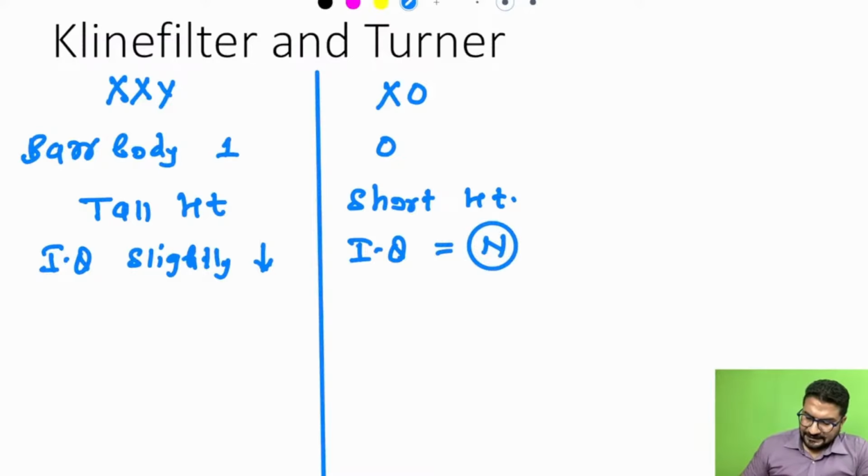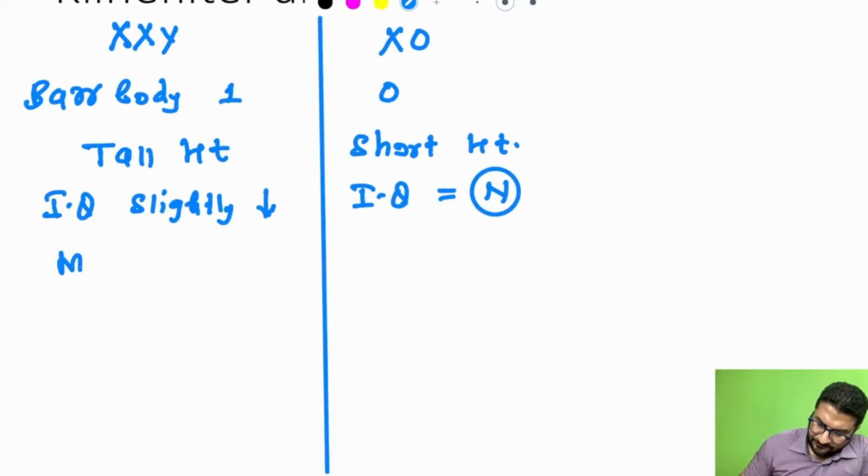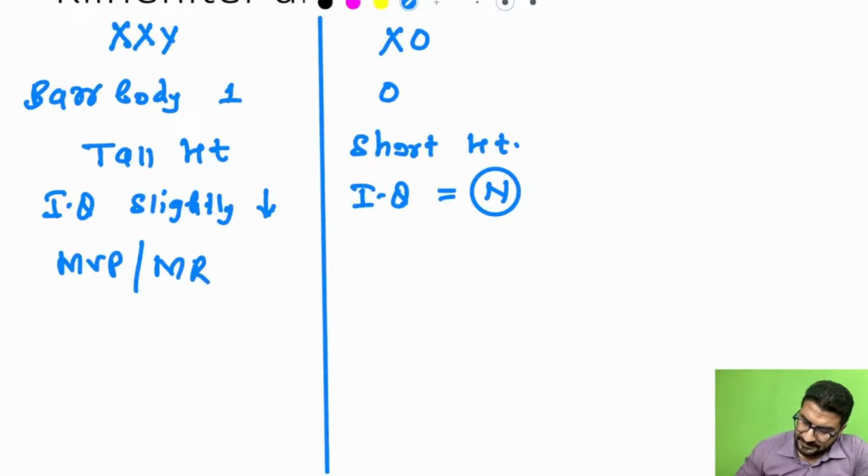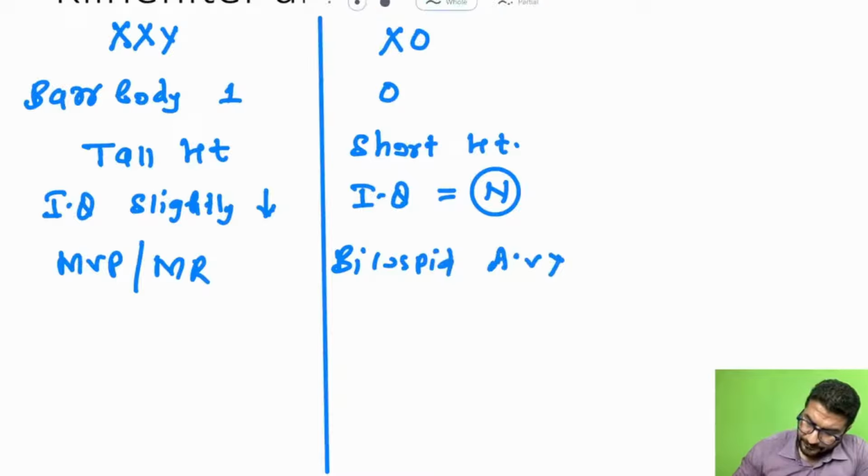Then a Klinefelter patient will have MVP, mitral valve prolapse, which can convert into MR. Here in Turner you will find bicuspid aortic valve, and the patient can also develop coarctation of aorta.